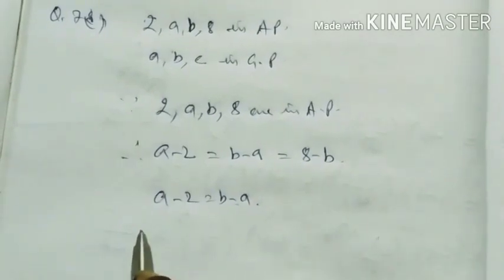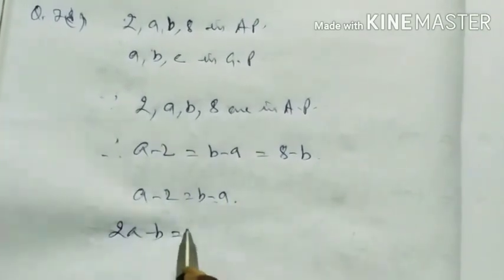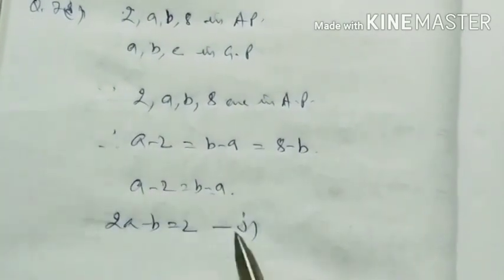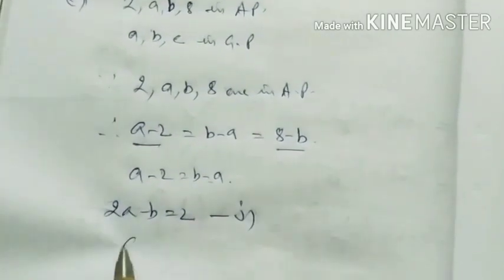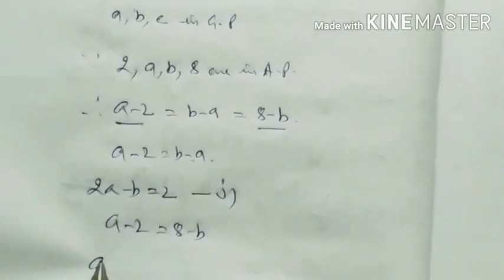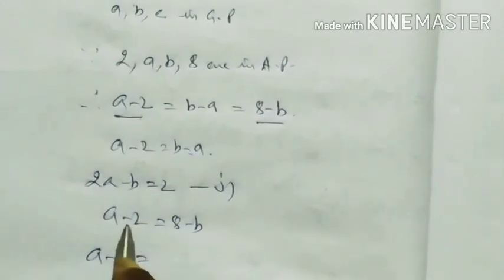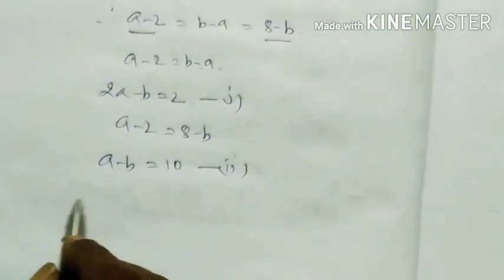Here 2a minus b is equal to 2. This is equation 1. Next I am selecting this and this. a minus 2 is equal to 8 minus b. Therefore a minus b is equal to 8 plus 2, 10. This is equation 2. Now I am going to take the help of elimination method to find out a and b.